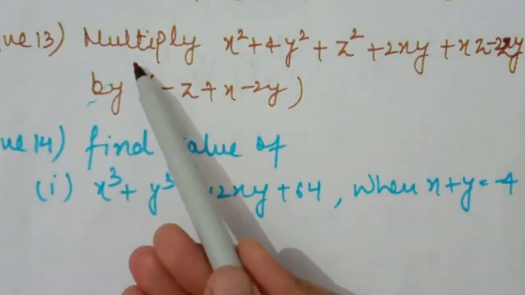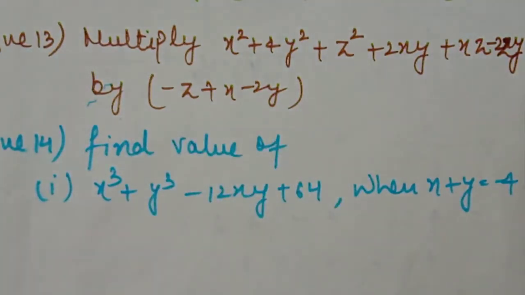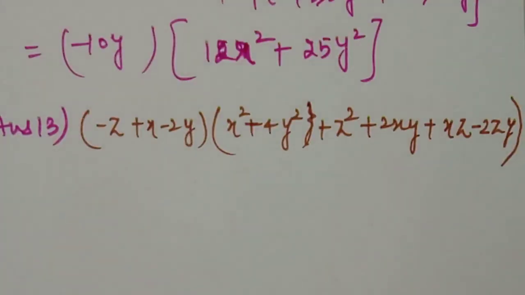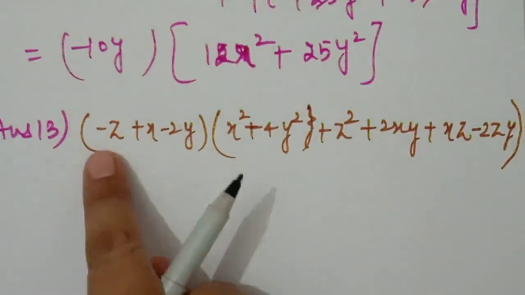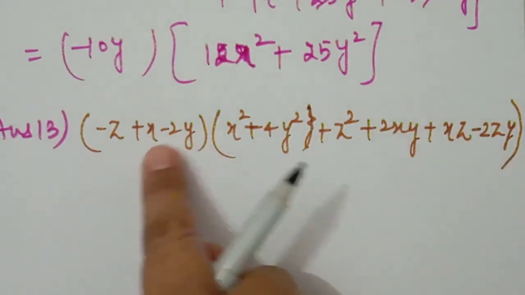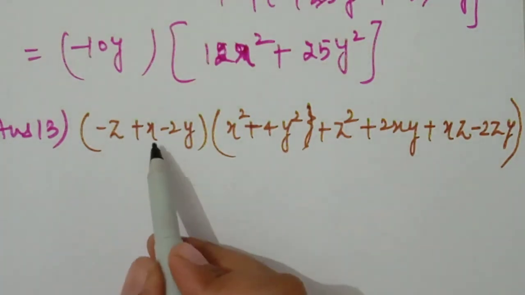Question number 13 was to multiply this given polynomial with this given polynomial. It is very easy. We have to multiply these two terms, and we have two different methods. The first method is to multiply the first term with this, then the second term with this, and the third term with this, and then add all three multiplications. The other, easier method is to apply the identity. It is clearly visible.